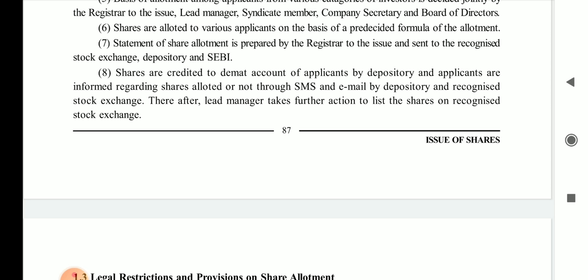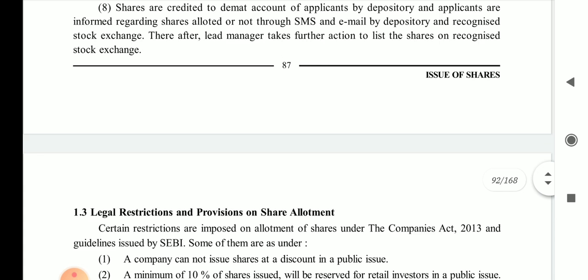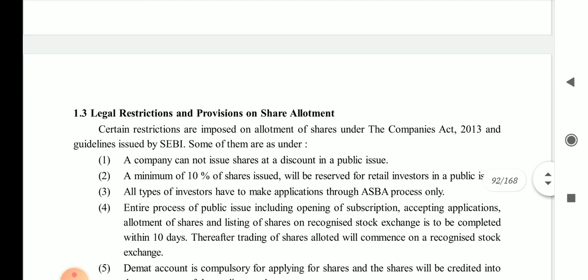Thereafter, the lead manager takes further action to list the share on a recognized stock exchange. Then after, the lead manager takes the responsibility to register their share in a stock exchange.